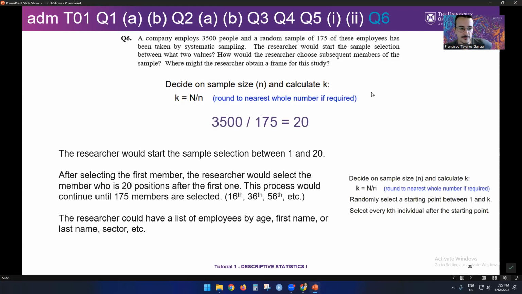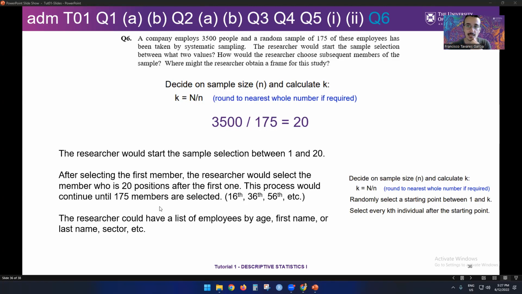I put that as a frame too, so my answer is exactly what you did, Harry. The researcher would start between 1 and 20, select the first one at random, then select subsequent ones 20 later. I chose 16, just a number I like. It's not really random. The next one will be 36, and then 56, and there you go.